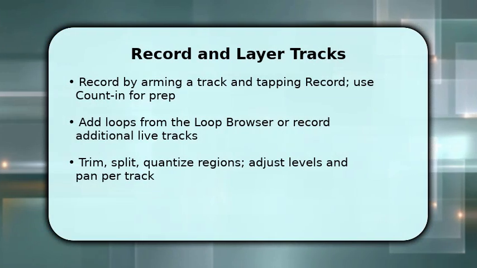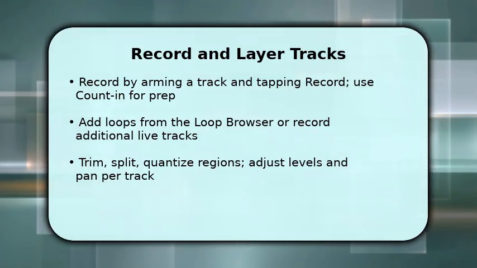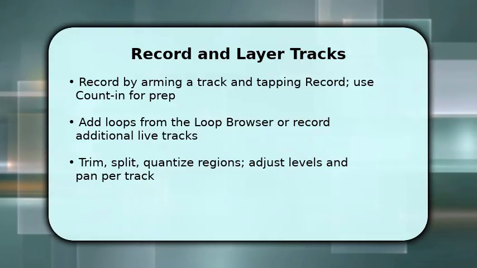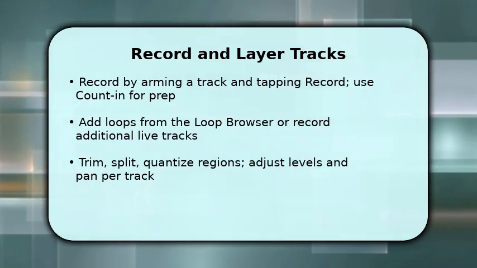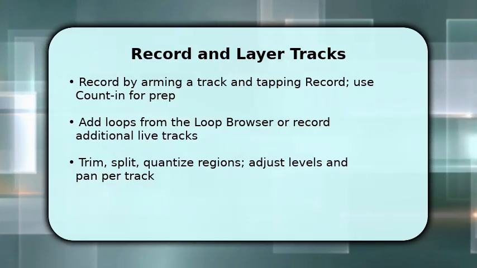You'll record the core parts next. Arm the track you want, tap record and use count-in if you need a cue because that prevents rushed entries. After a take, add loops from the loop browser to fill arrangements or record another live track. Layering builds a full mix.